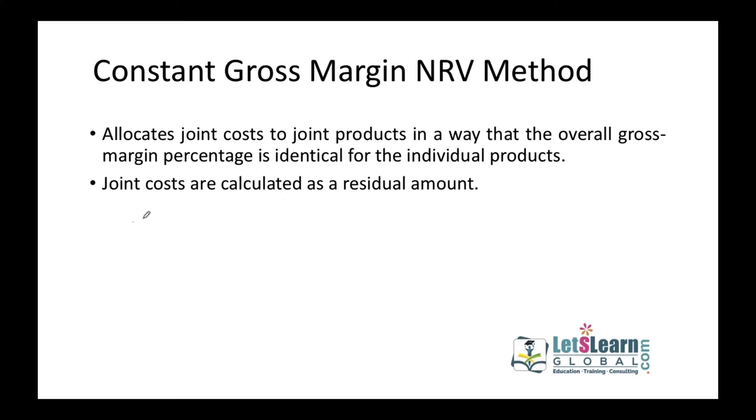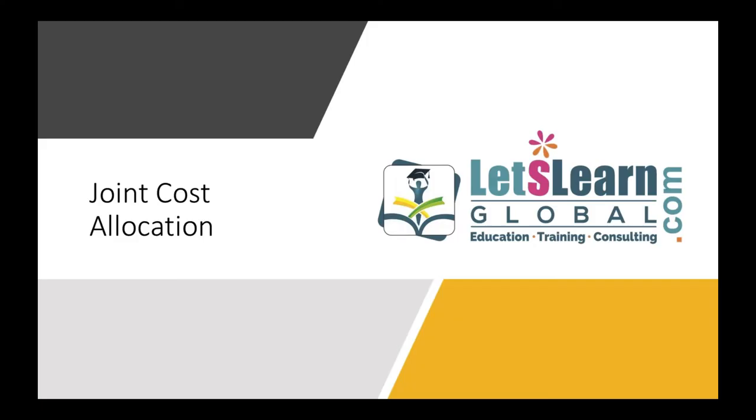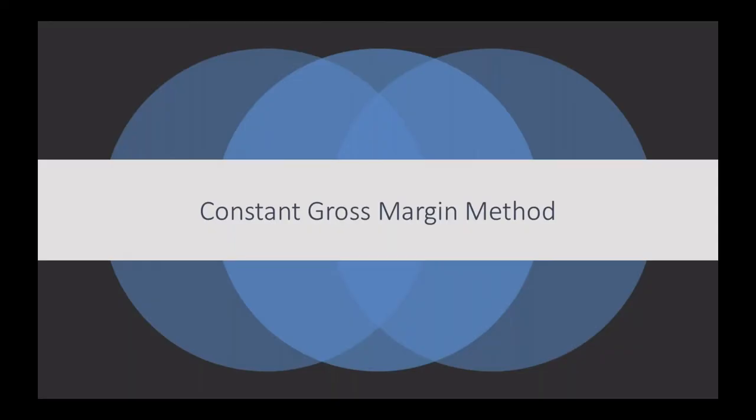If you remember, in the previous session we discussed how to allocate the joint cost to joint products. This is the joint cost incurred in the joint operation, and we identified different products at the split off point and called them joint product A and joint product B. And how do we allocate the joint cost incurred in the joint operation to the joint products? We use methods like the percentage gross margin method, physical quantities method, sales value at split off point method, and NRV method.